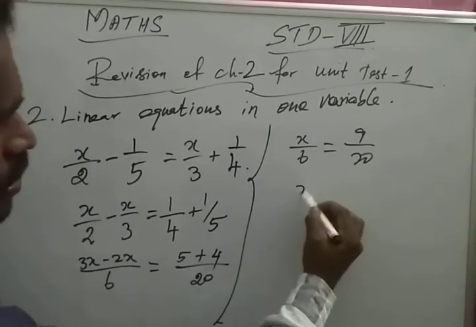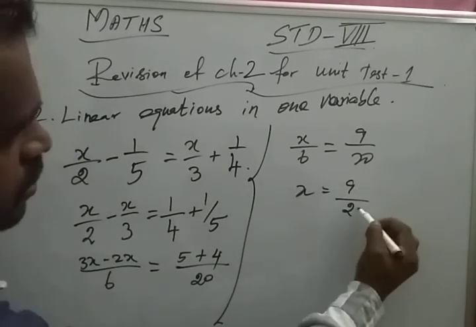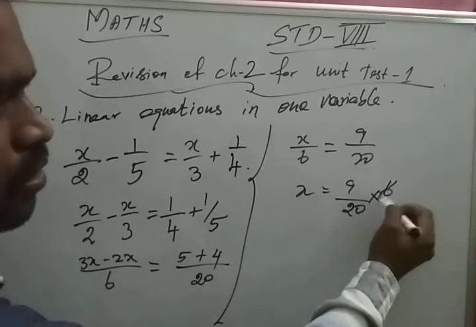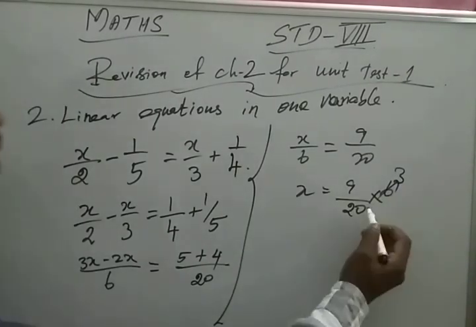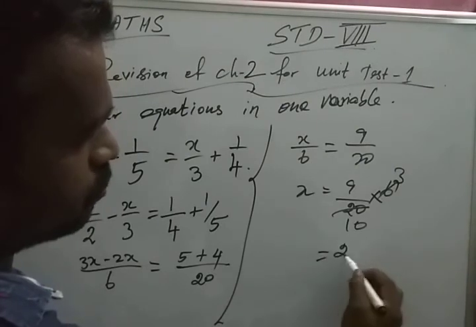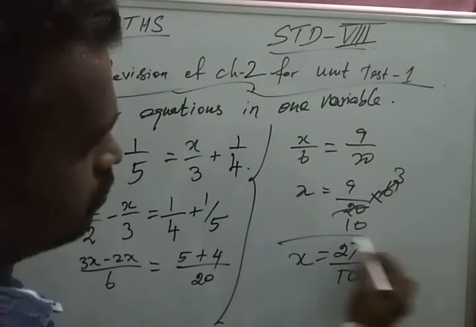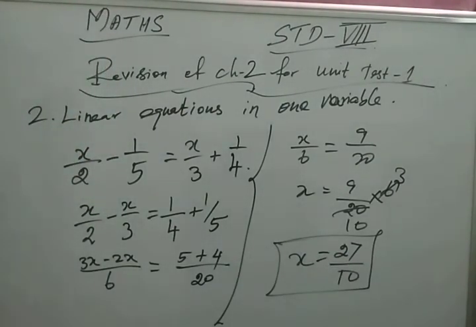Then x is equal to 9 by 20 into 6. So 3 2s are 6, then 10. 9 3s are 27 upon 10. x is equal to 27 upon 10. We only have to find the variable like this.